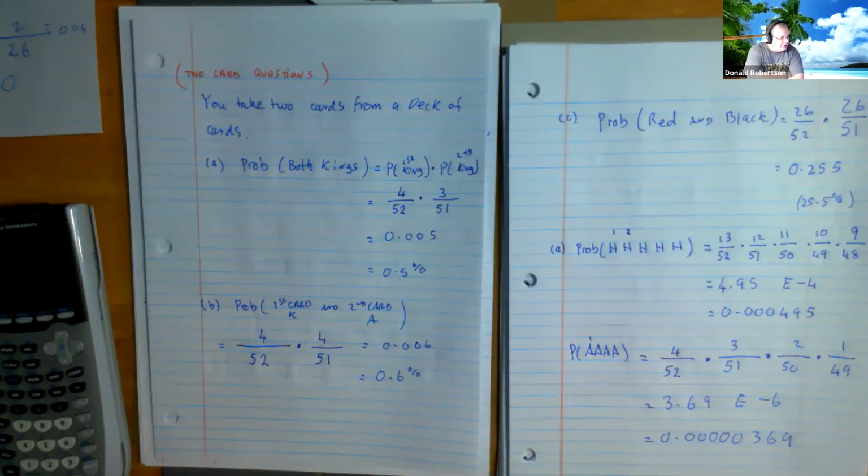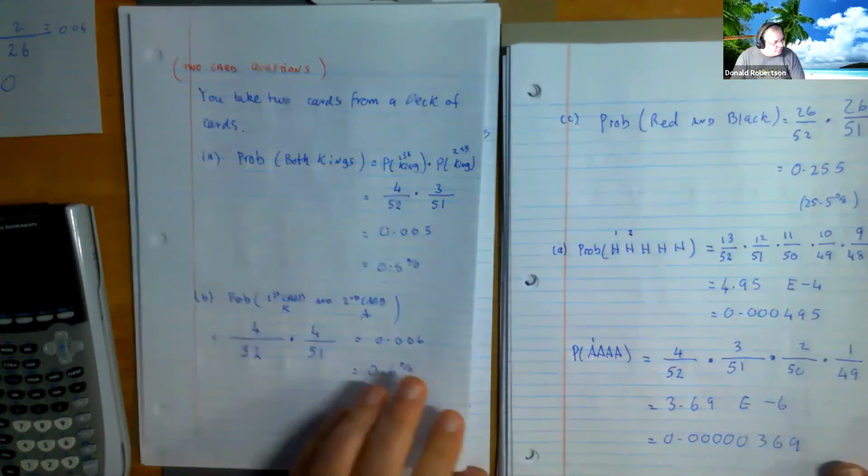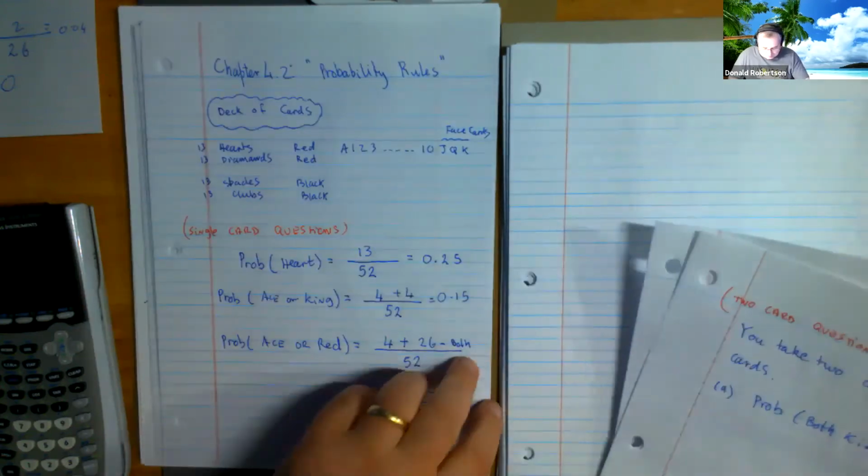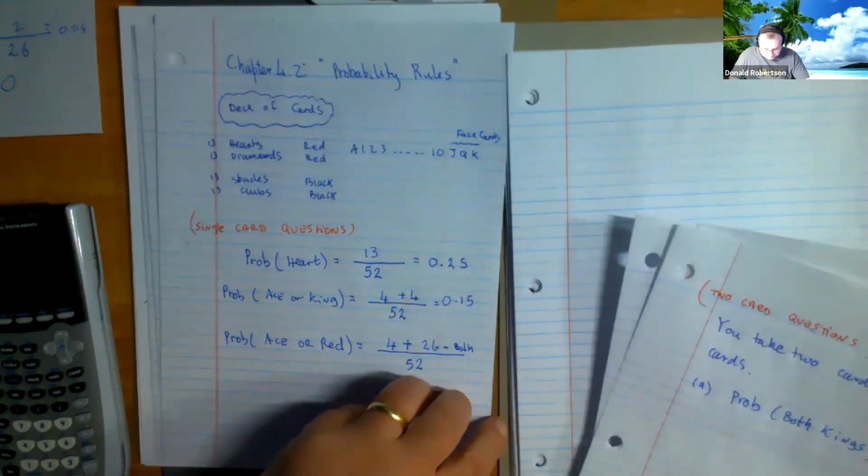Are we good? 1 card, 2 cards, multiple cards. Conditional probabilities, right? And some tables. Let's go and have a look at some of the questions from the homework then and see what that looks like.